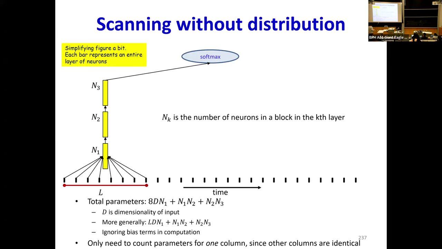The second layer has N2 neurons, each looking at N1 inputs. So how many parameters would I need? N1 times N2. And what about the third layer? N2 times N3, right?